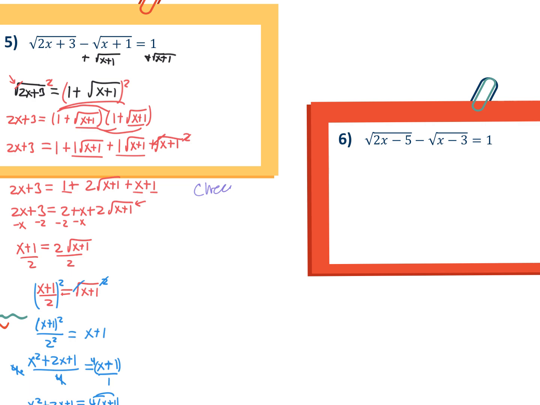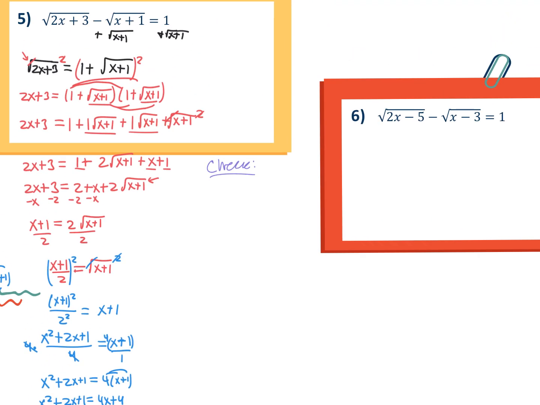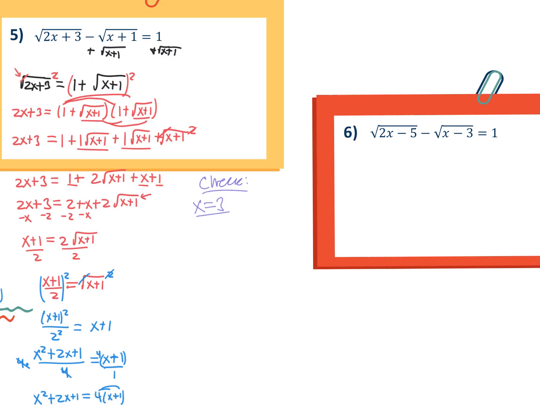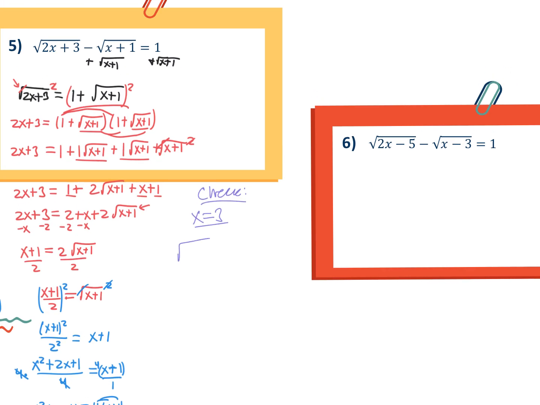Let's check, right? The first one that we want to check doesn't really matter. Let's check 3, right? So I'm going to check x equals 3. So I'm going to plug x equals 3 into the original problem, and it's going to be the square root of 2 times 3 plus 3 minus the square root of 3 plus 1 equals 1.